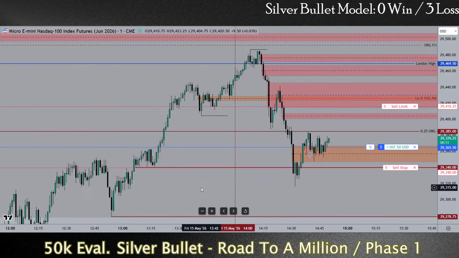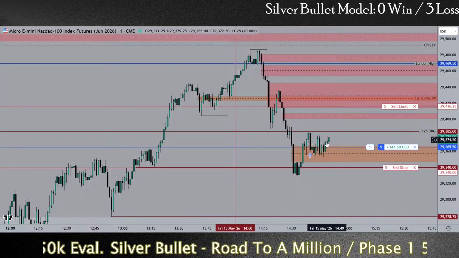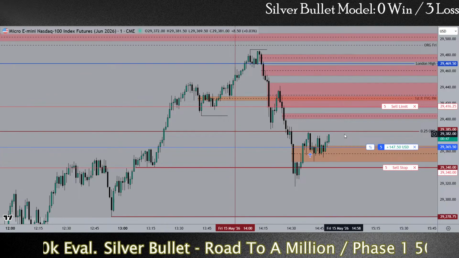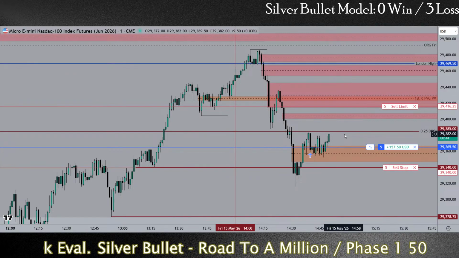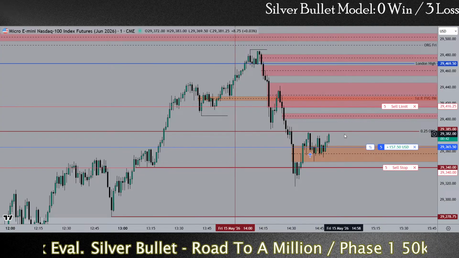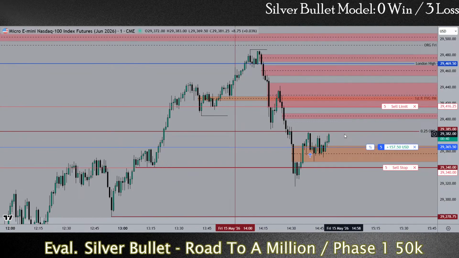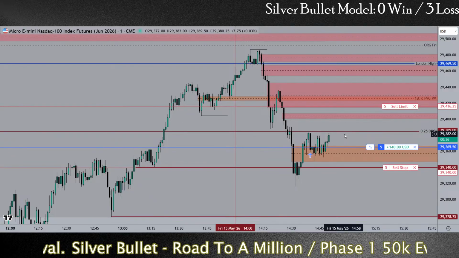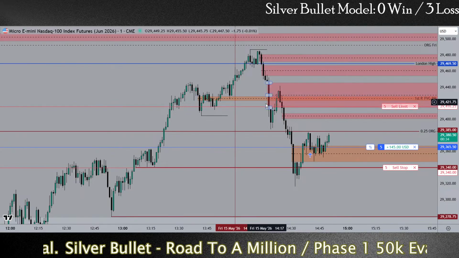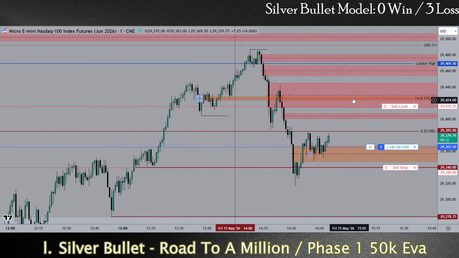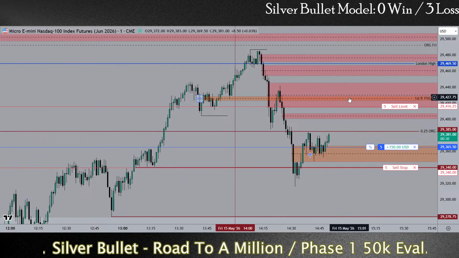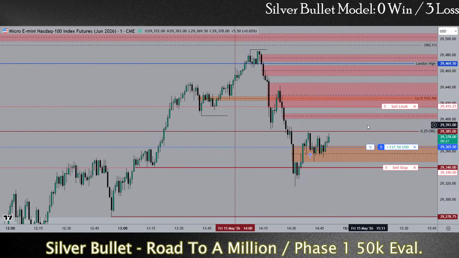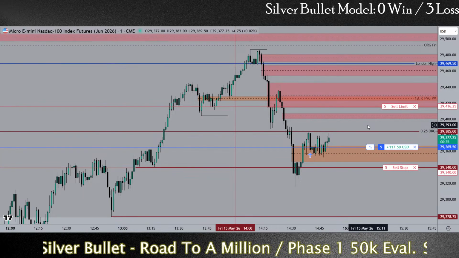Alright, so this is pretty much the time for it to shoot up and not look back at all. Just take it back to the range, to the inefficiency here, this CB, to the first printed fair value gap. That's kind of what I'm looking for, and we'll see.